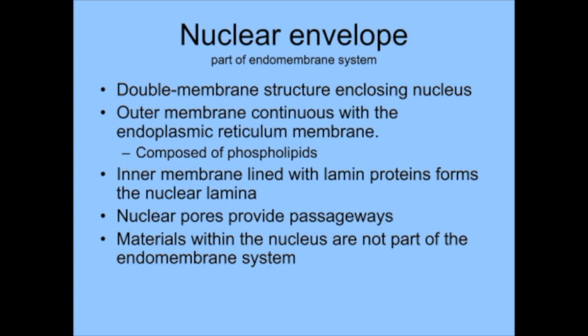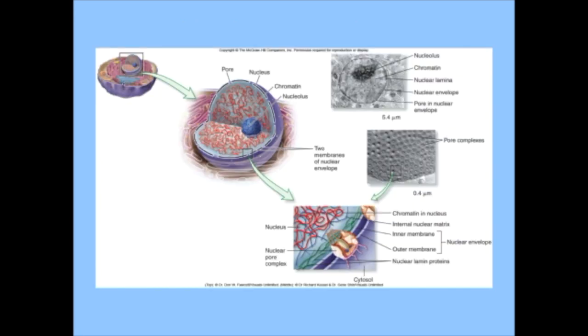Now, all of the material that's found inside of the nucleus is not considered part of the endomembrane system. So here we have a bigger to smaller type of picture. Here's our nucleus in the cell itself, and we have our genetic material. That's all this wiggly red stuff here. And we have our nucleolus. The nucleolus is a region within the nucleus itself.